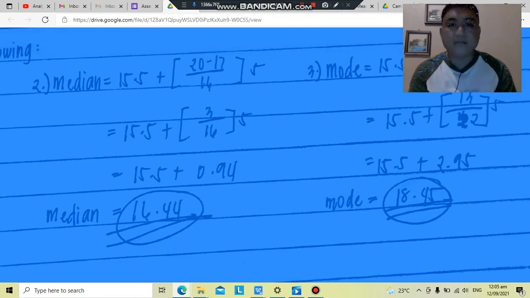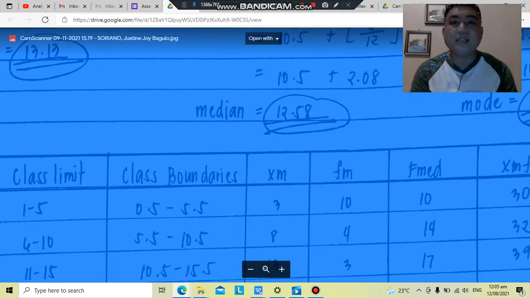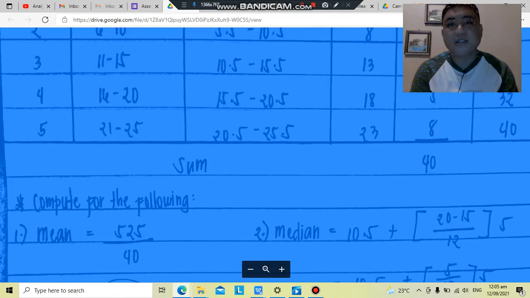So I hope nakuha po natin and naintindihan natin how to compute for the mean, median, and mode.